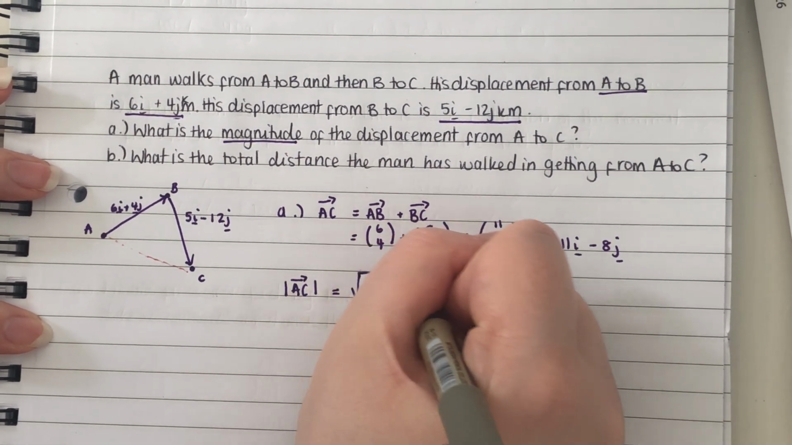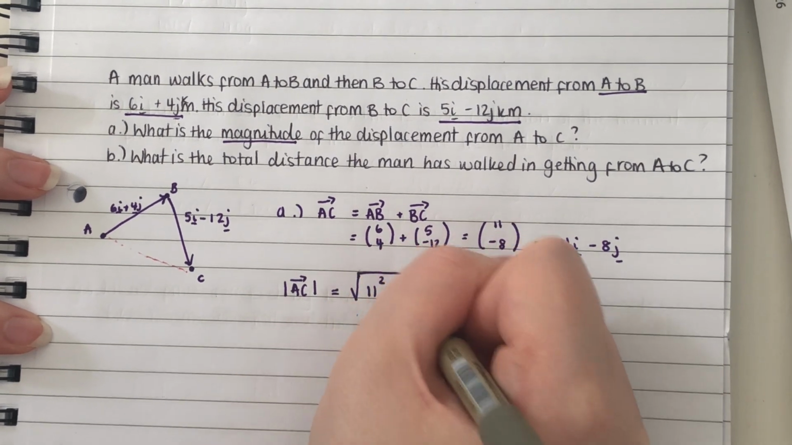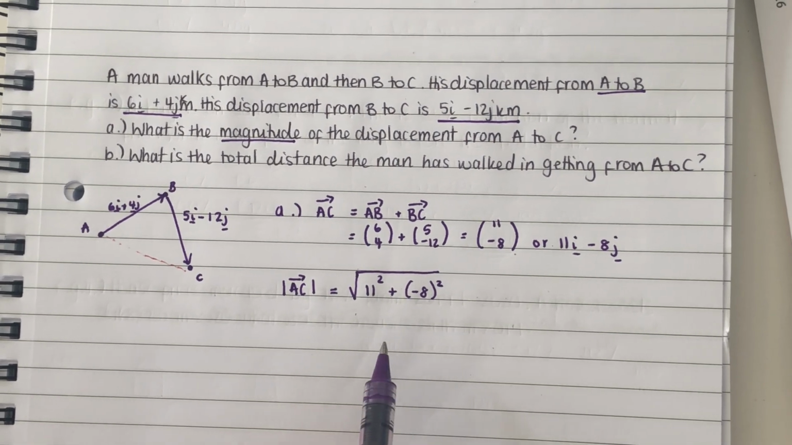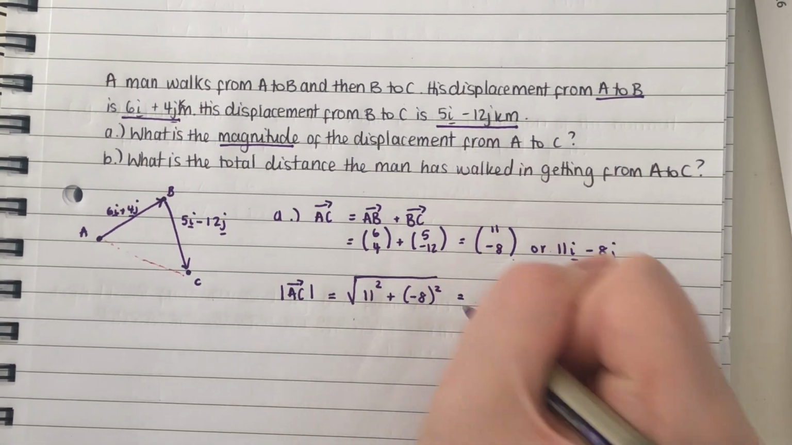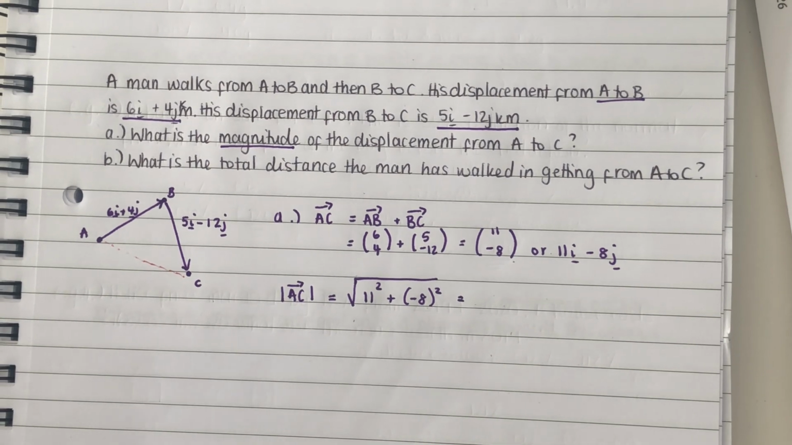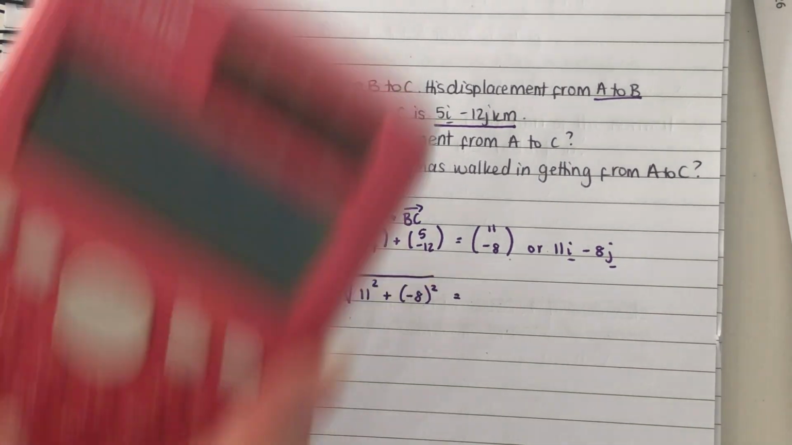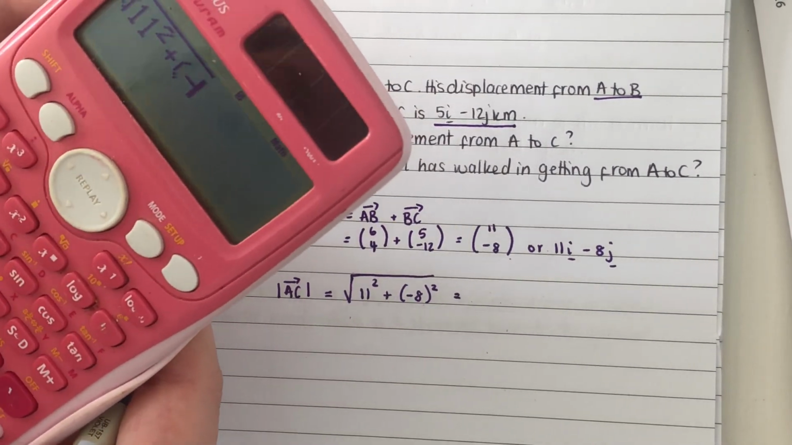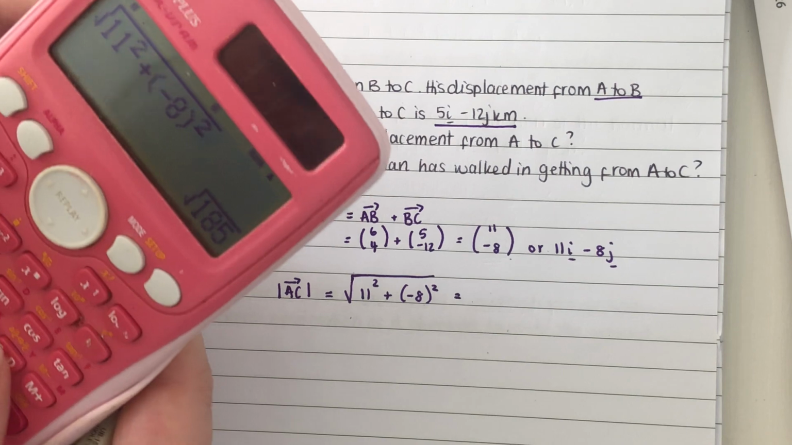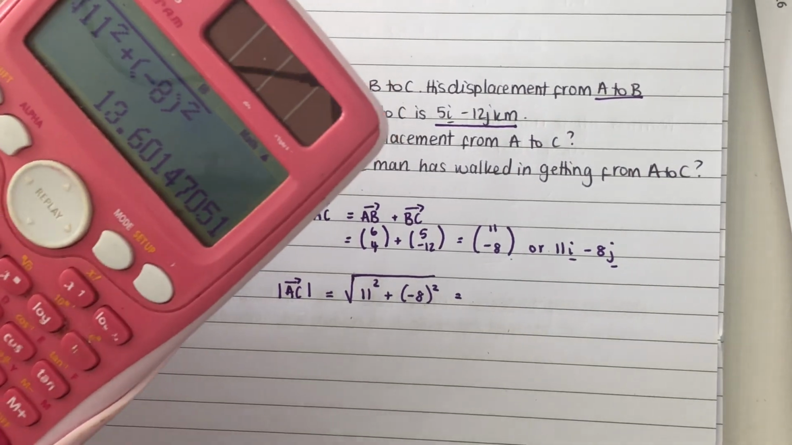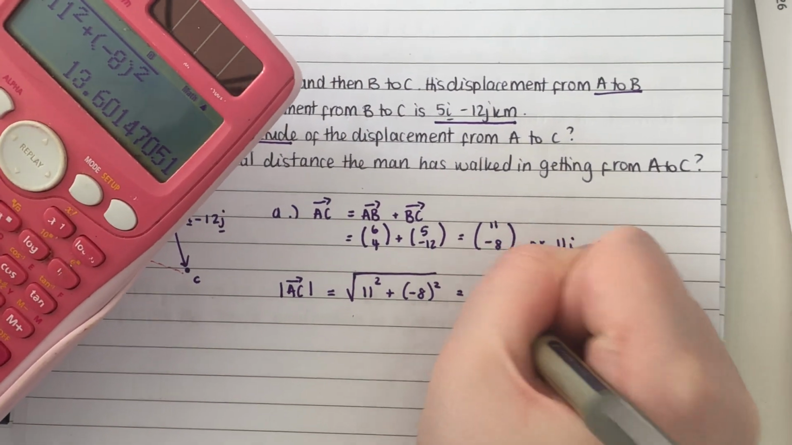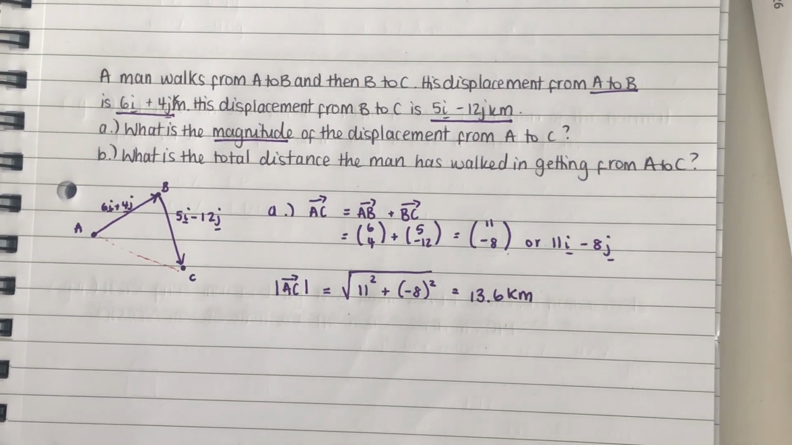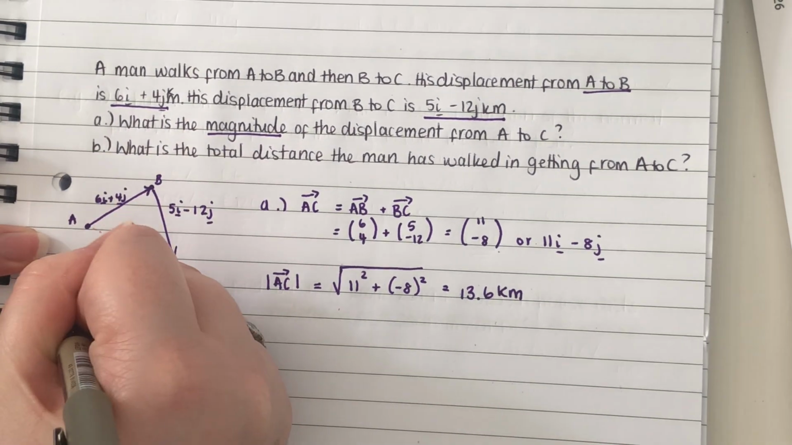So we do the square root of 11 squared plus minus 8 squared. Now on a calculator, make sure you put brackets around the negative, otherwise it will keep it as negative 64, not positive. So we can type that in. So 11 squared plus minus 8 squared. And we get 13.6 kilometres. Okay, so make sure you read the question and it'll say what units it is. Okay. So that's part A.